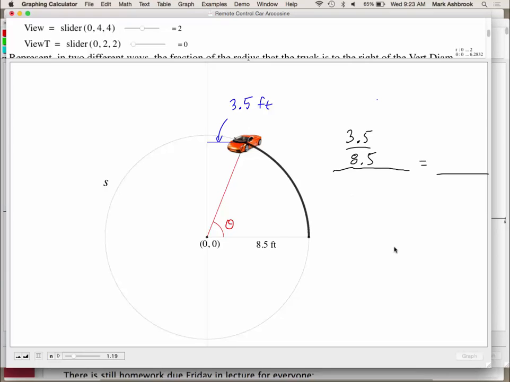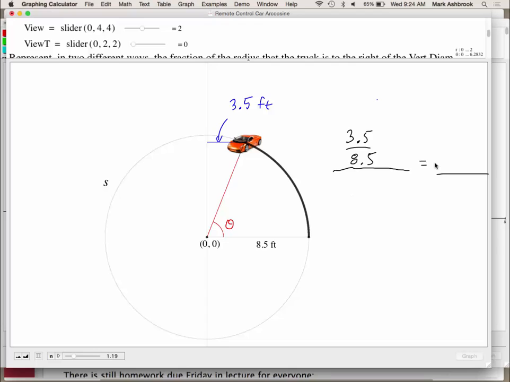Okay, how about another way to express how far the car is to the right of the vertical diameter as a fraction of the radius length? A different way to express that, same value. Please, somebody know this. Please. Doesn't it sound familiar? The horizontal distance to the right of the vertical diameter as a fraction of the radius.